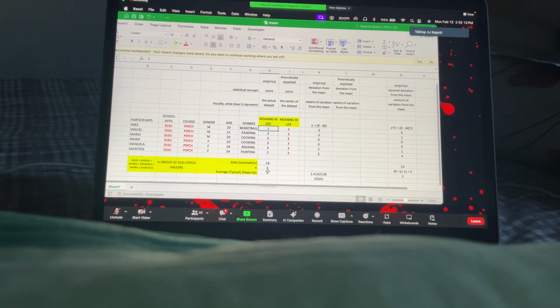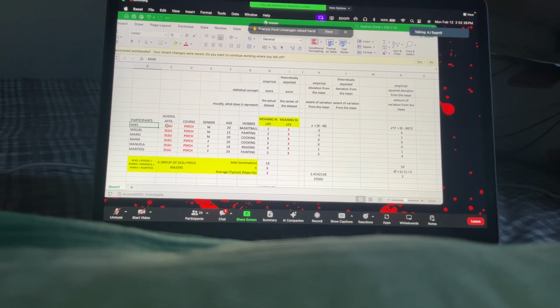Look at this scenario. Okay. The empirical score that we observe from DLSU site majors is 3. So in a way, we're saying every DLSU site major had a score of 3. So if we are to describe Mike as a DLSU site major, his theoretically expected score would be 3. Now, what about this? What does this mean?